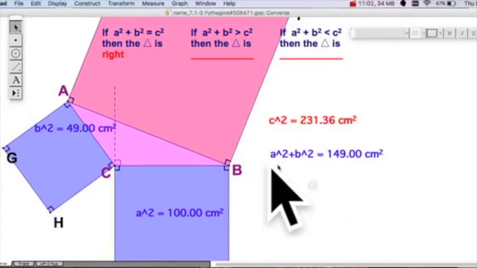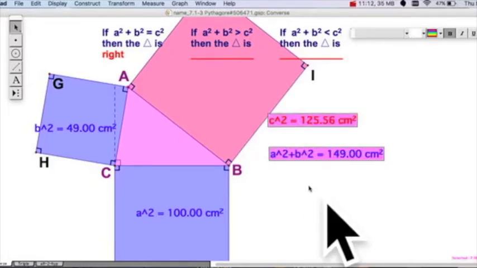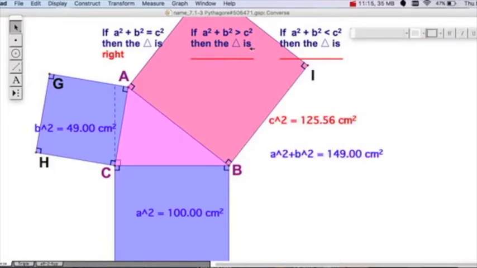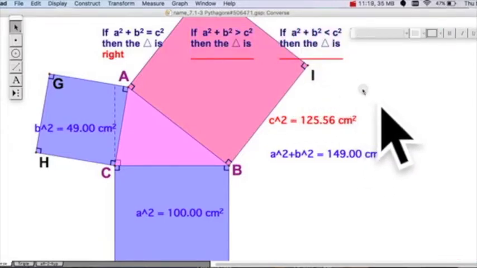I'll give you a hint. It starts with O and rhymes with something tooth. All right, then swing that bad boy this way. And you're going to see now A squared plus B squared is greater than C squared. Now, I'm not going to put the words in your mouth. You're going to type in the correct words here. One of them is acute and one of them is obtuse.